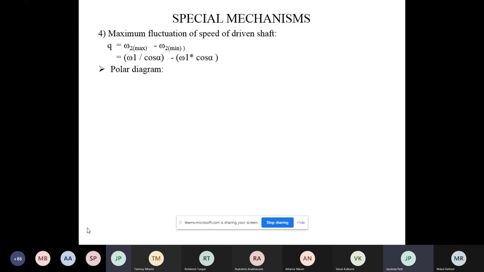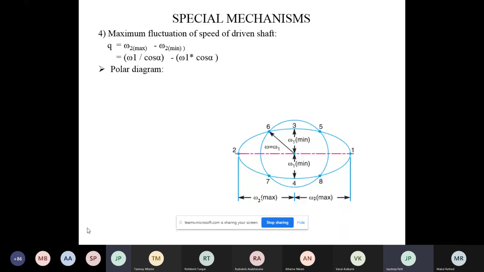Now next is a very important point, polar diagram. Now, is it visible to all? Now there is a 2 marks question also. Yes. For test, unit test, or 5 marks question in the university question paper. Explain the polar diagram of hook joint. Is it visible? Yes. Okay, now what is this polar diagram? Now it is a diagram showing the relation between speed of the driving and driven shaft.